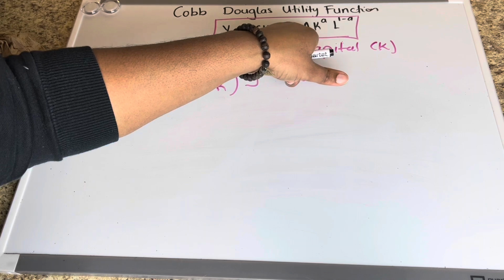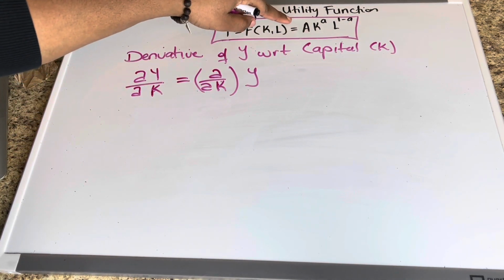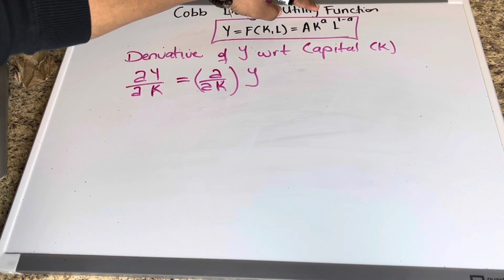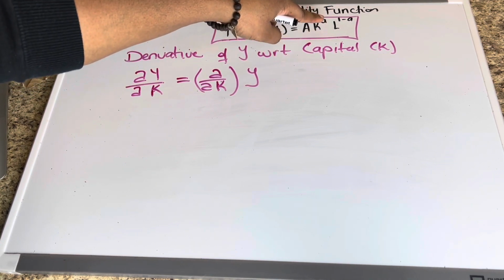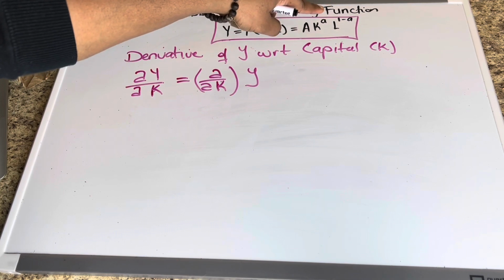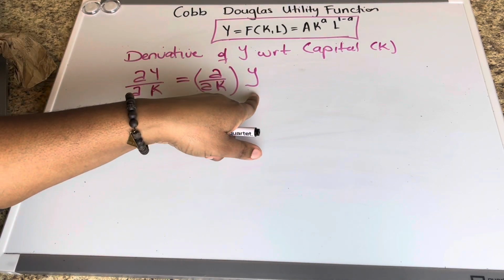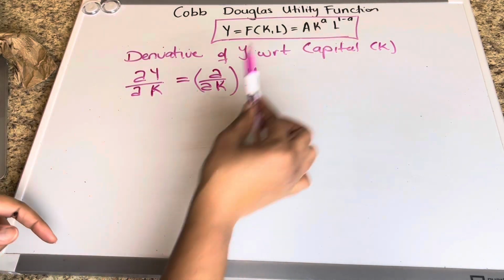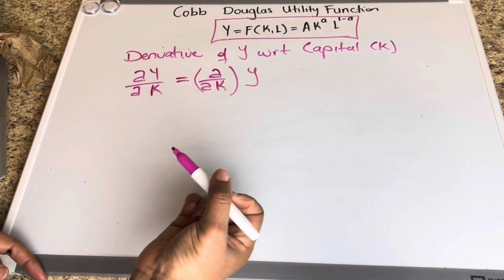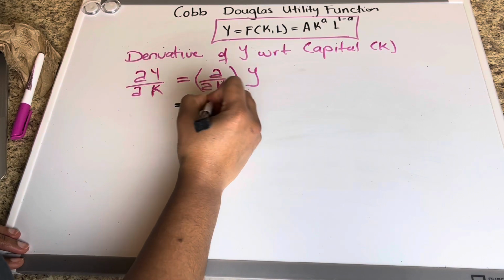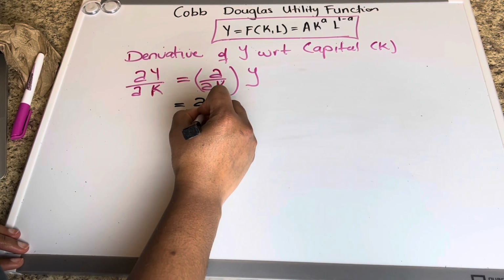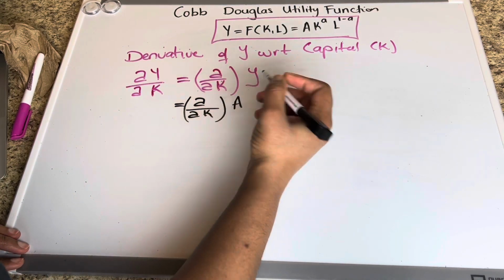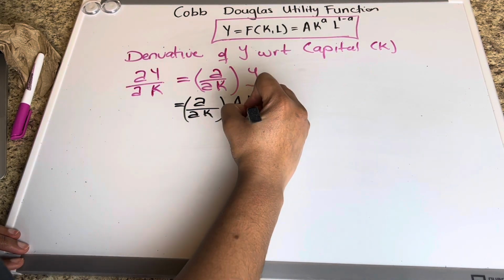Y is equal to, here, the constant A times capital, which is K, raised to the power of alpha, times labor, which is L, raised to the power of 1 minus alpha. All right, we're just going to simply write this portion right here. So this will become the derivative with respect to K, and then y is equal to A for the constant.